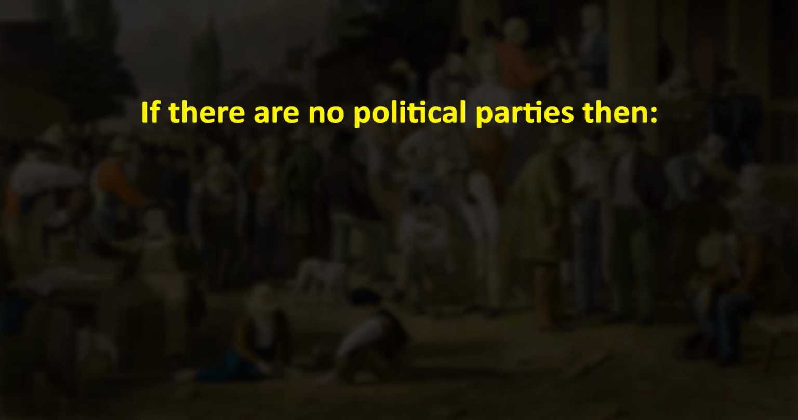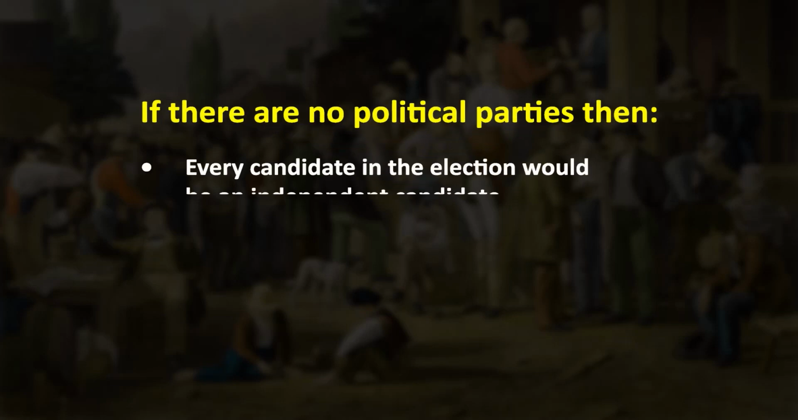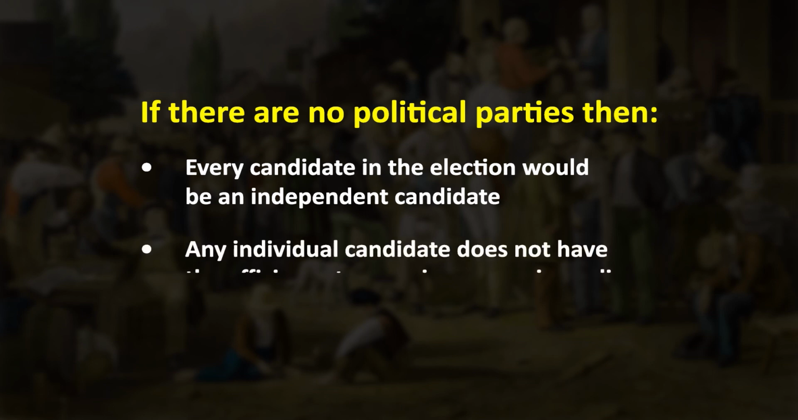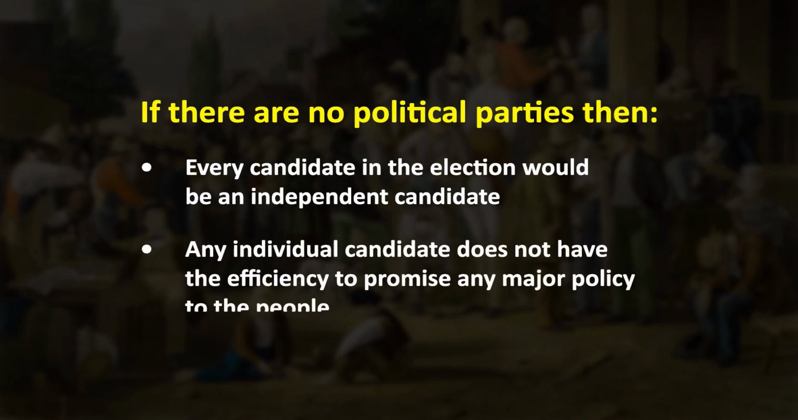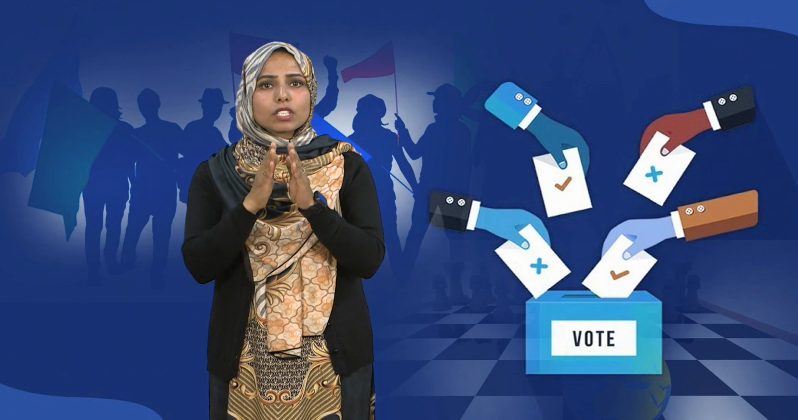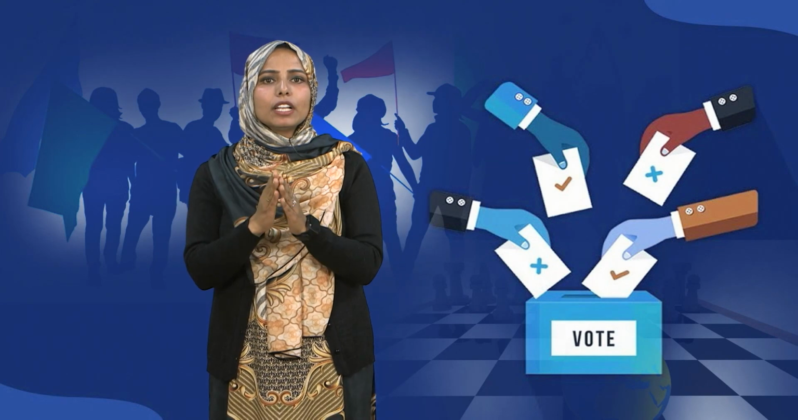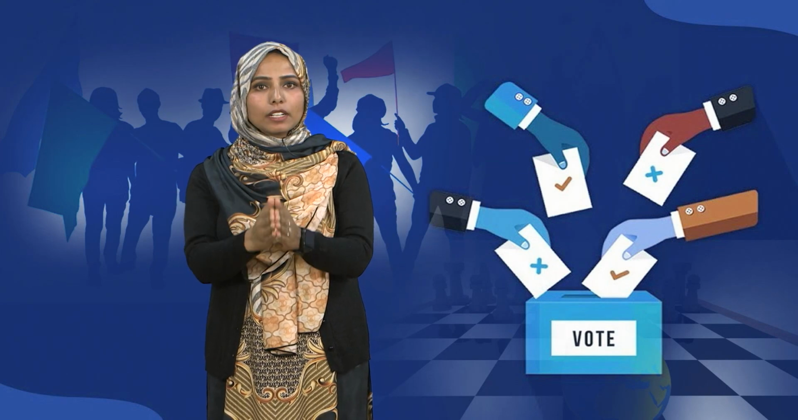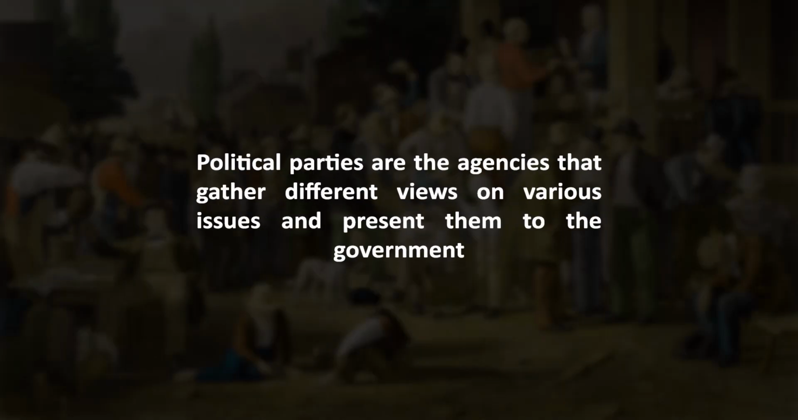If there are no political parties, then every candidate in the election would be an independent candidate. An individual candidate does not have the capacity to promise any major policy to the people. In such a scenario, no one will be responsible for the administration of a country. In the long run, only a representative democracy can survive. Political parties are the agencies that gather different views on various issues and present them to the government.